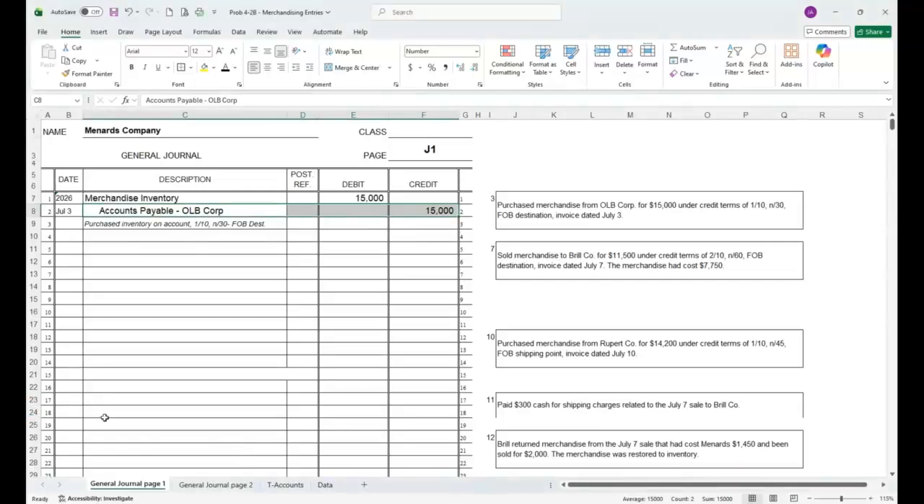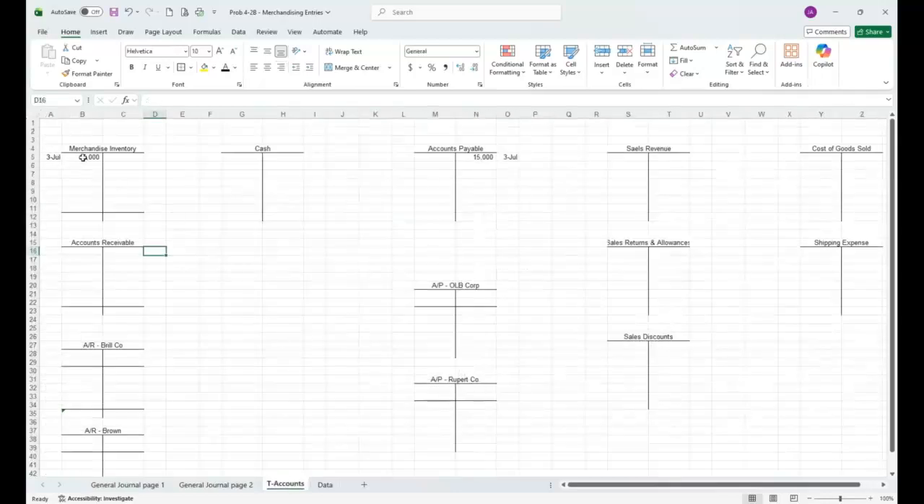And here we are with our T accounts. It's a debit. We're going to take the debit to merchandise inventory over to that account, and the credit to accounts payable over to that account. And here they are on July the 3rd, a debit to merchandise inventory and a credit to accounts payable.